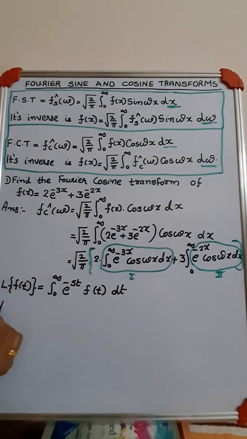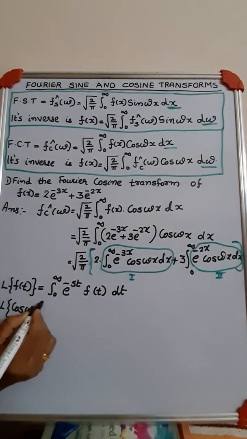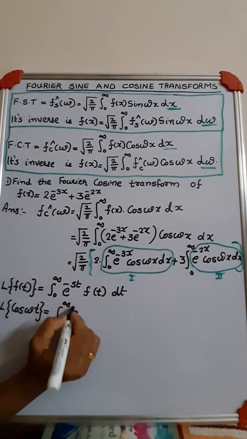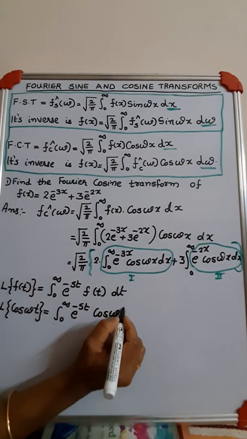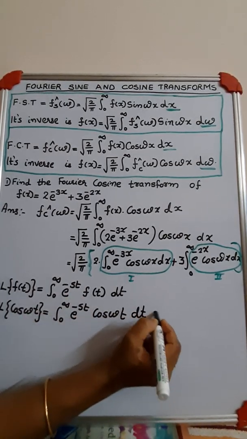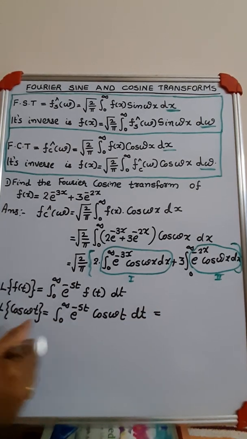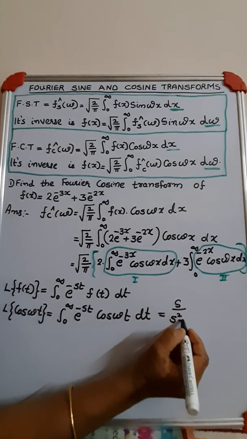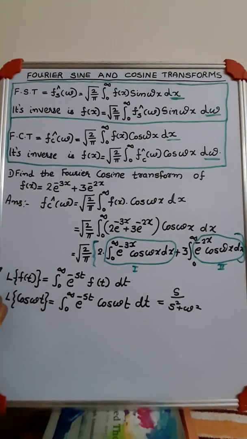Now what is the Laplace transform of cos omega t? The Laplace transform of cos omega t is equal to the integral from 0 to infinity of e raised to minus st into cos omega t dt, where f of t is cos omega t. And we have a formula for that. The Laplace transform of cos omega t is s divided by s square plus omega square. This is from the 4th module.